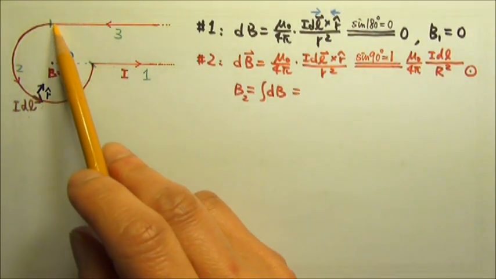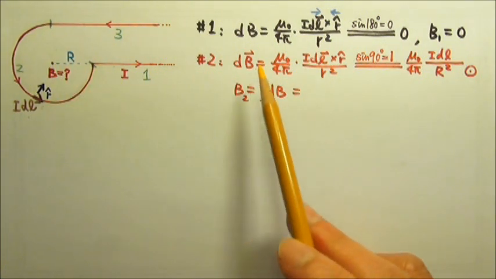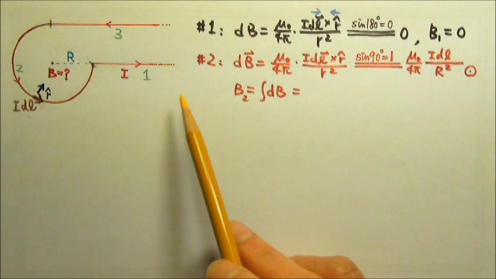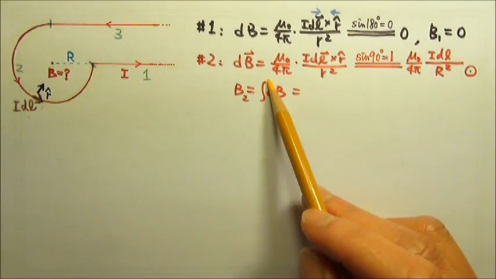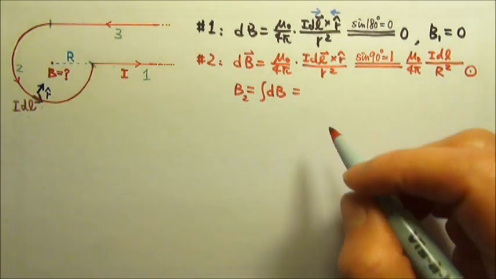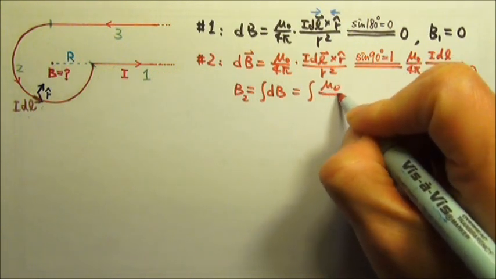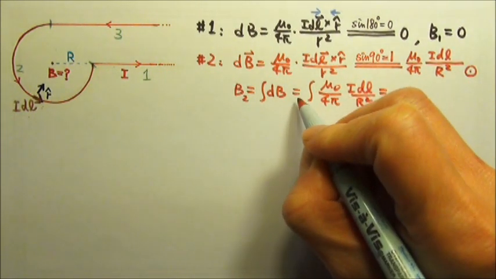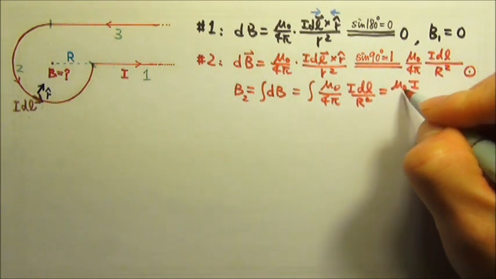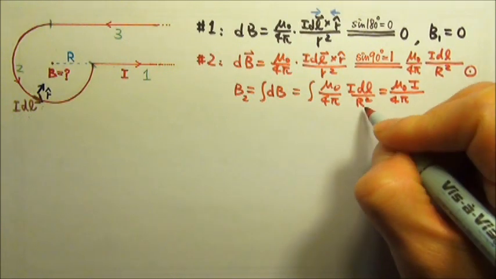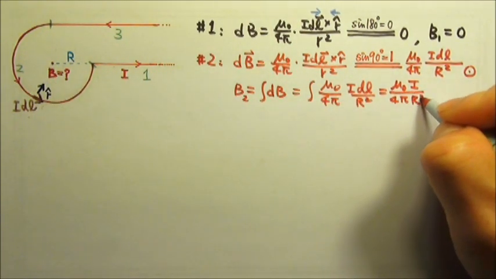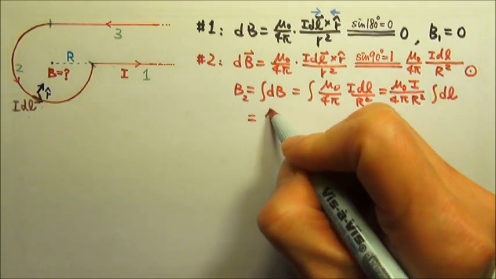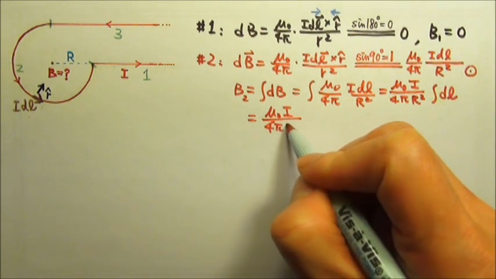To find the magnetic field produced by this entire segment 2, we would have to integrate the dB, the vector. But because every dB has the same direction, to find the magnetic field produced by the second segment, we can just integrate the magnitude of dB. So this is the integral of μ0 over 4π I dL over r squared. Anything that's a constant can be taken out, so we can take out μ0 I over 4π, which is also a constant. Big R is a constant. What's left would be the integral of dL. So this is μ0 I over 4π R squared.